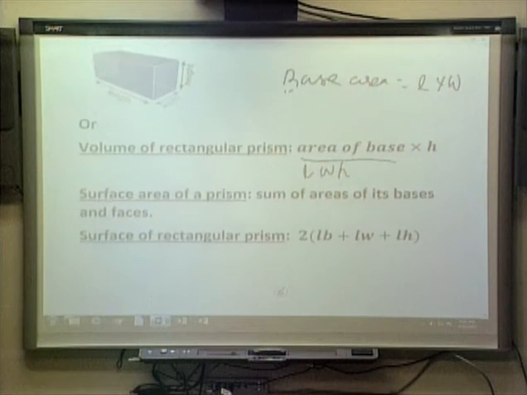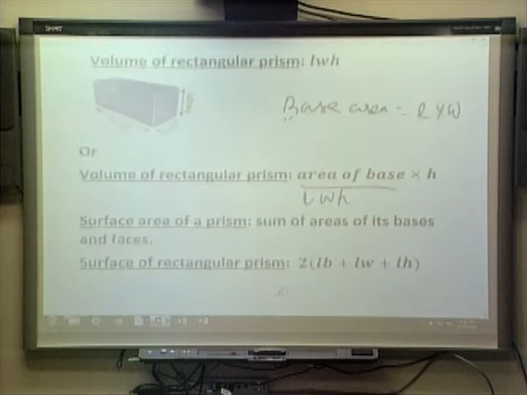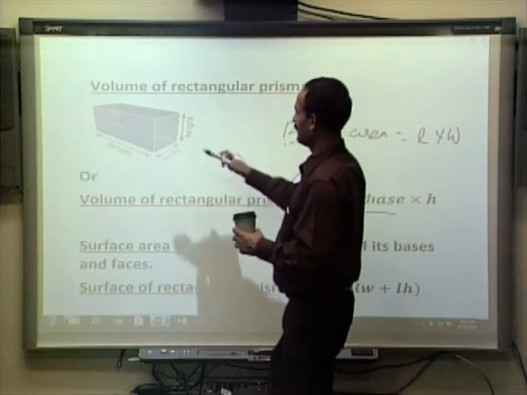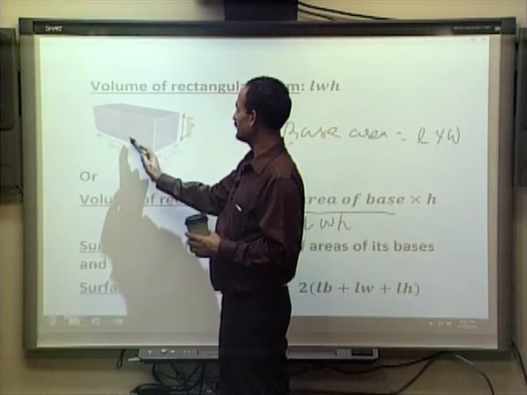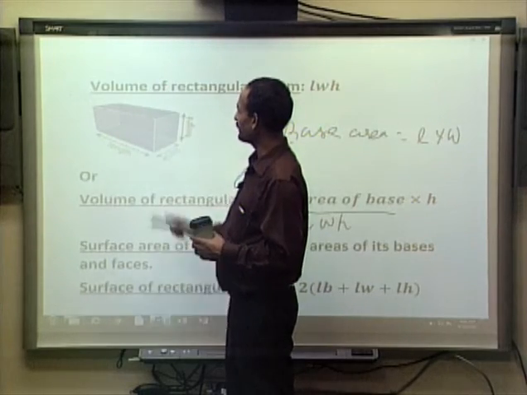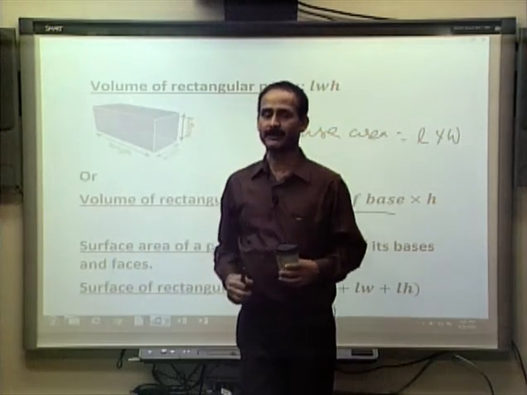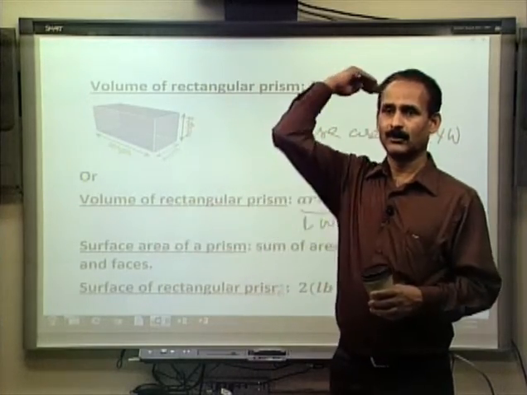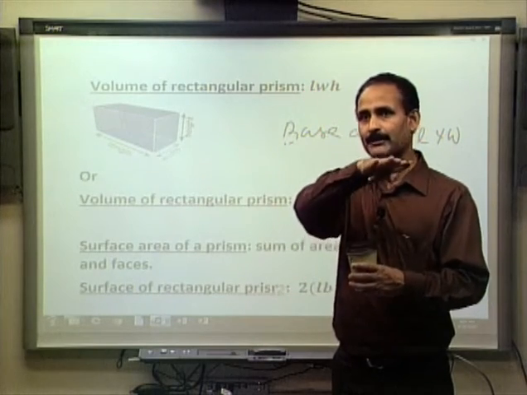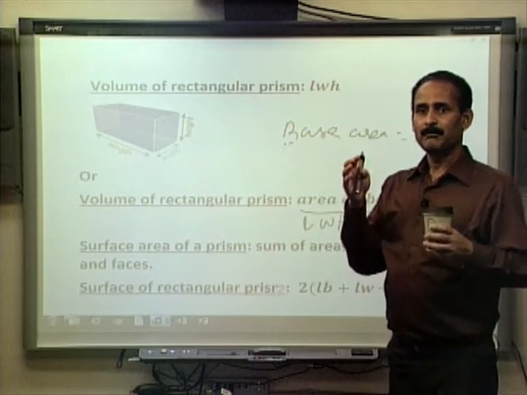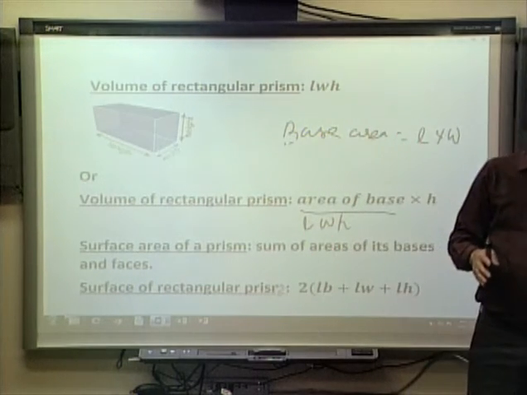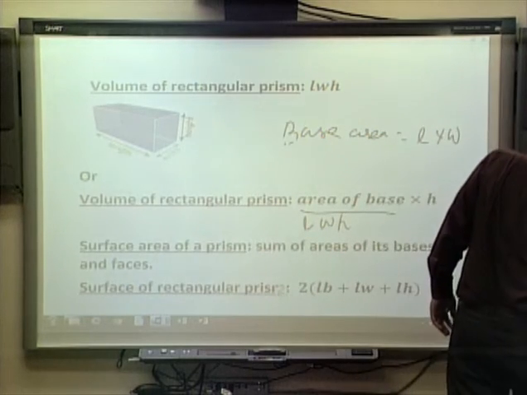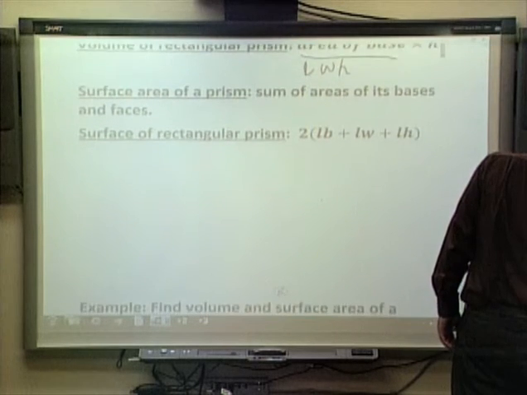Okay. Surface area. Surface area is the sum of the areas of all the faces. Here is a face, here is another face, the base is a face, the top is a face, here is a lateral face, here is a lateral face. If you think of a room, it will have 4 walls, 1 roof and 1 floor. So, it will have 6 faces. By surface area, we mean the sum of the areas of all those faces, the sum of areas of its base and faces.